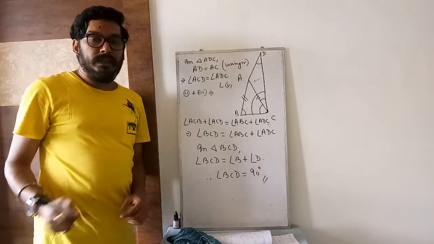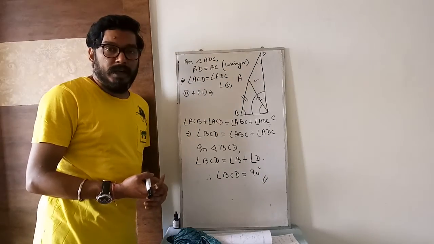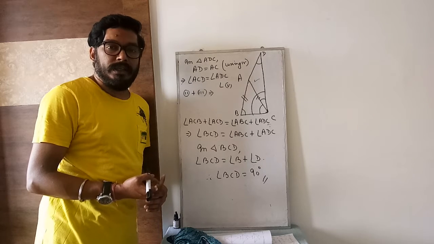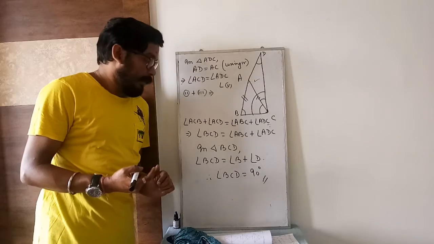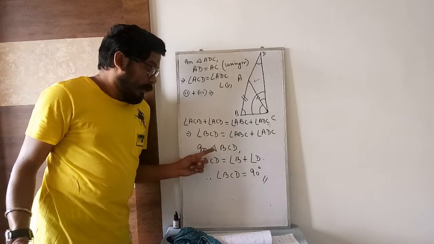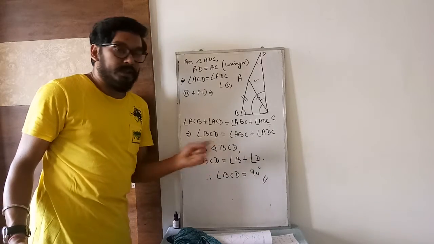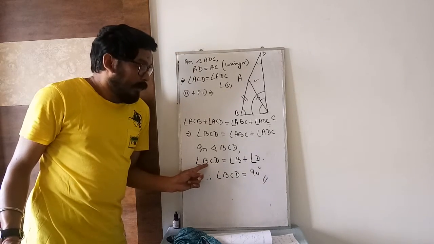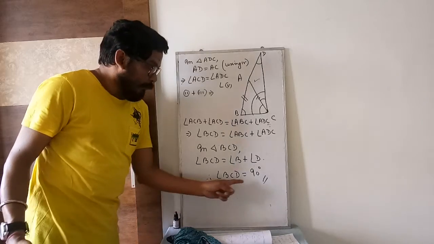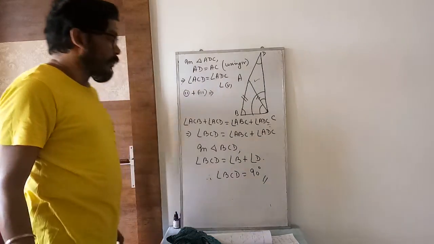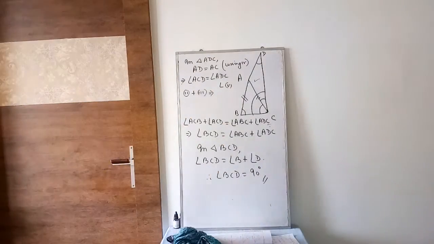When in a triangle, the measure of one angle is equal to the sum of the other two angles, then the first angle is always equal to 90 degrees. I repeat again. Here in triangle BCD, the measure of one of the angles is equal to the sum of the other two angles. So this angle will be equal to 90 degrees. This only I have to show. So angle BCD is 90 degrees. So take the screenshot.